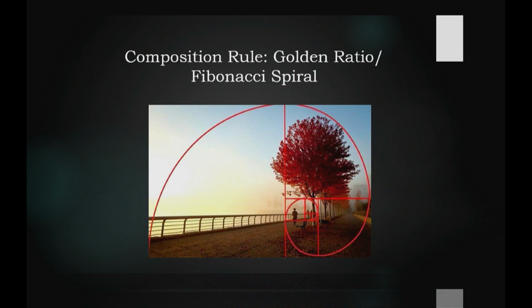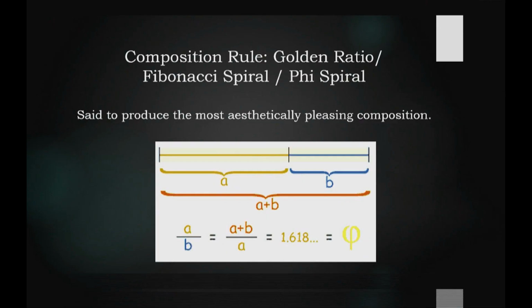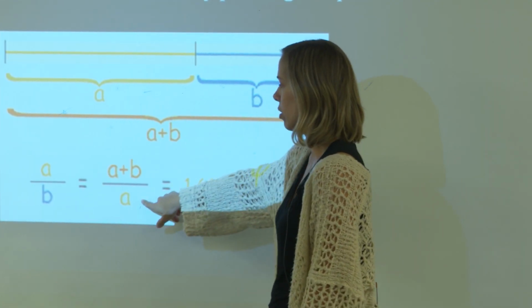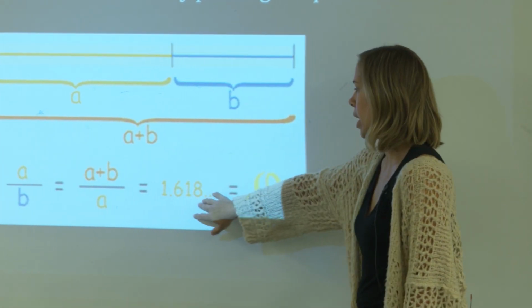Okay, so this also relates to what we call the golden ratio in photography. So we'll talk about this a little more. This has a bunch of different names, depending on who is talking about it. It's often called the golden ratio. Sometimes this is called the phi spiral. It just depends. So where do we get this from?